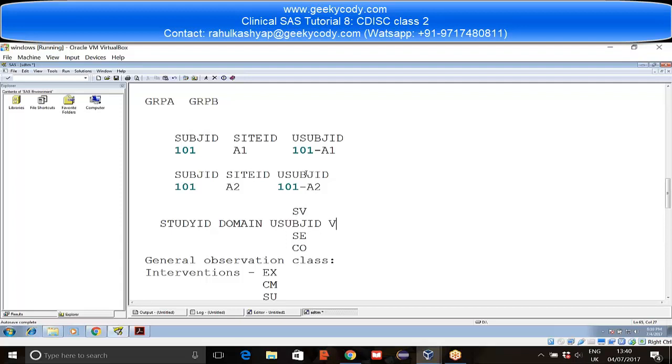How many visits are there? Visit is a character variable, and we'll have a numeric version of that variable also, like VISITNUM. And what is the visit start date? SV subject visit start date, subject visit end date, and then VISITDTC, visit date.